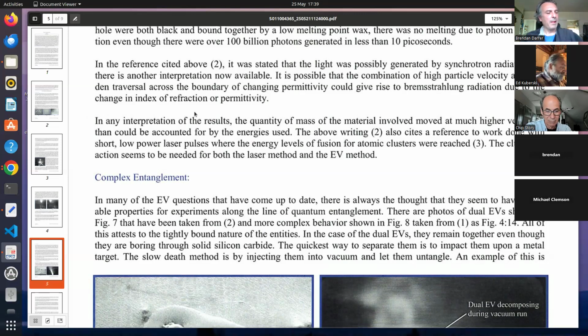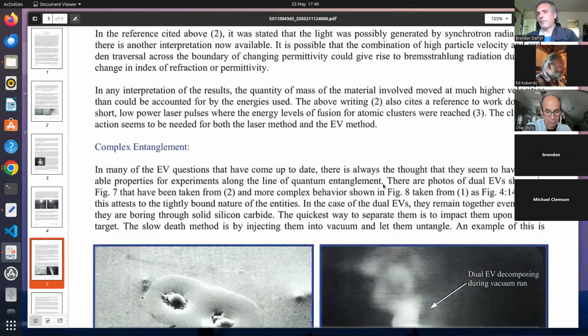In an interpretation of these results, the quantity of mass of the material involved moves at much higher velocities than could be accounted for by the energies used. The above writing also cites a reference to work done with short, low-powered laser pulses where the energy levels of fusion for atomic clusters were reached. The clustering action seems to be needed for both the laser method and the EV method, so that's kind of important too. So I think I'm going to let Brandon take over from here.